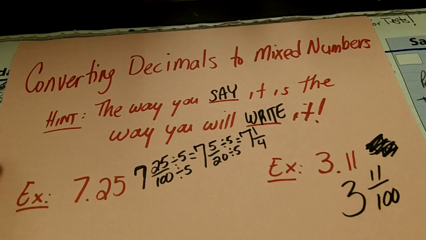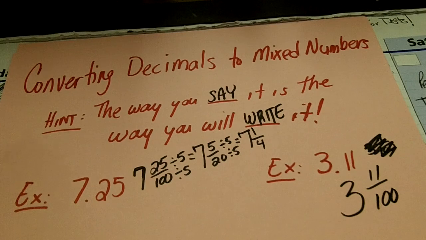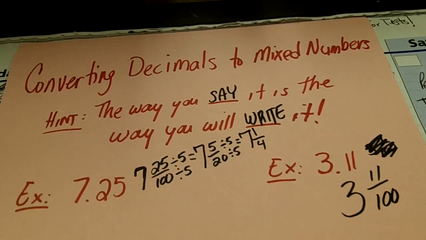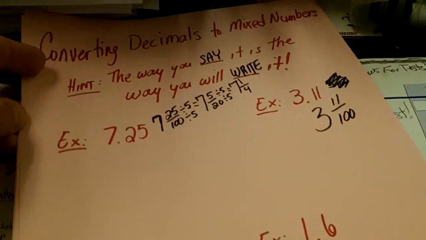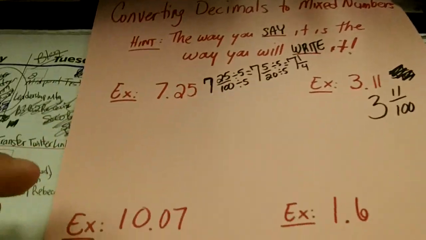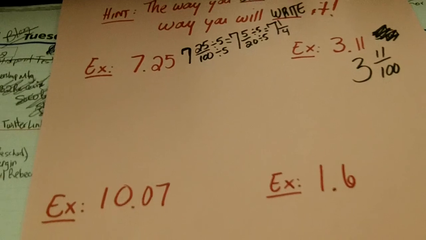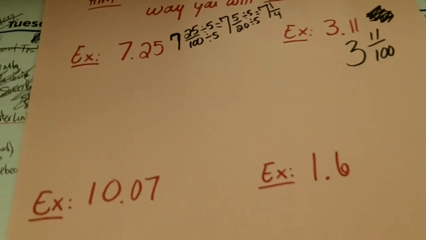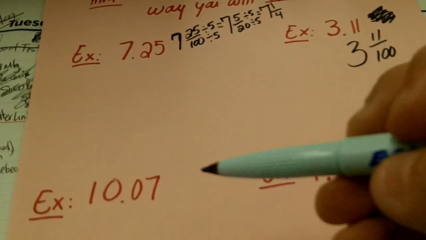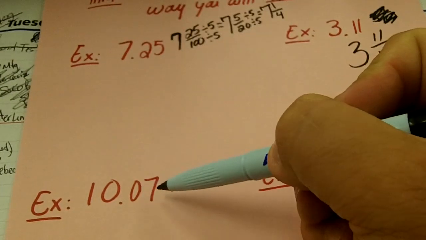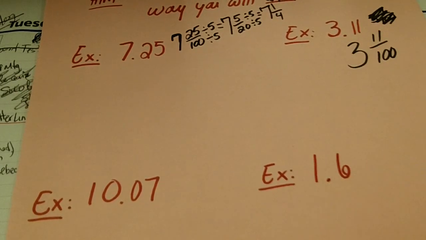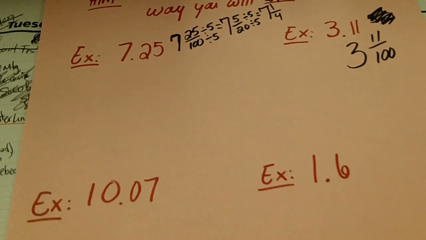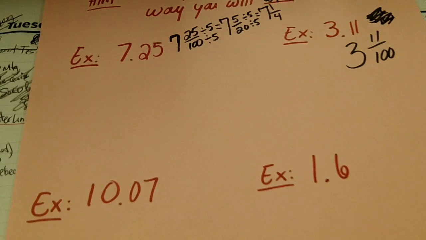So let's take a look at the other 2 examples here. I'm going to move the paper up a little bit, so if you have to pause, go ahead and pause. Sorry about that. And we have 2 other examples here. Fix my camera here so that it doesn't fall. And we have 10 and 7 hundredths. I have 1 and 6 tenths. I'll give you a moment to figure that out. If you need to pause, go ahead and pause, and I'm going to move on in a few seconds.